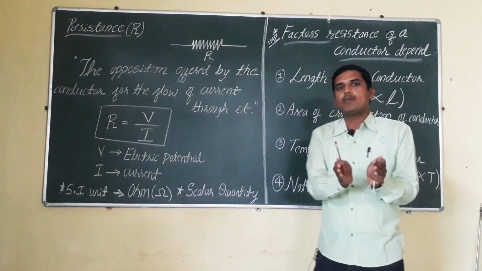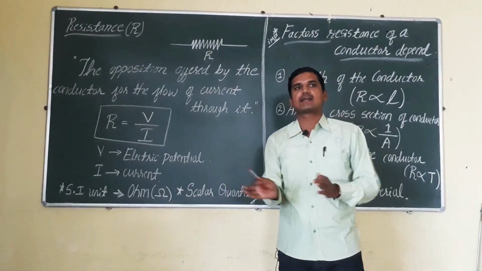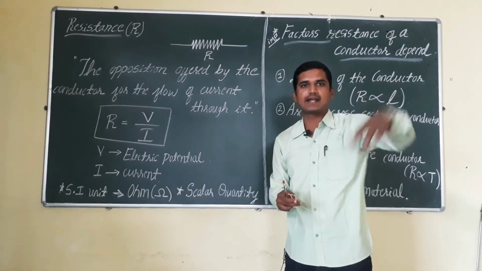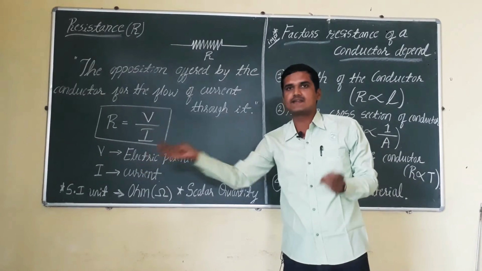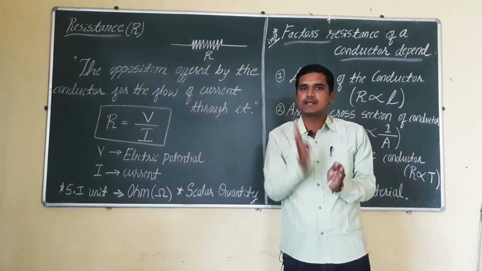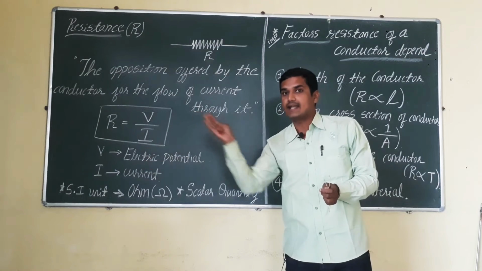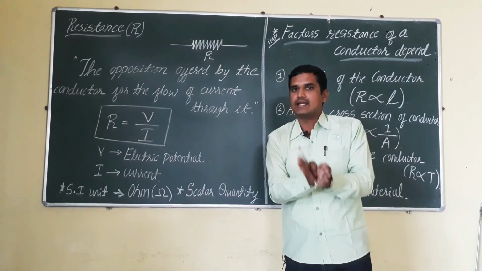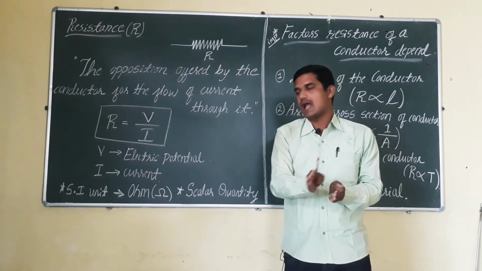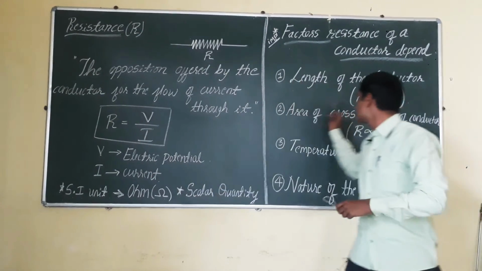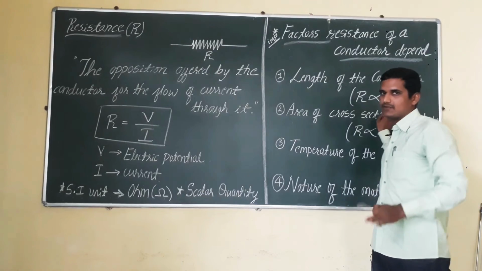Imagine for your home, we are sending current through about 10 meters of conducting wire, and there is one more wire of the same type and same thickness that is about 50 meters. The 10 meter wire has less resistance, and the 50 meter wire has more resistance. So do remember, resistance is directly proportional to the length of the conductor.